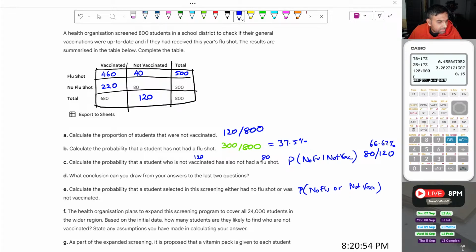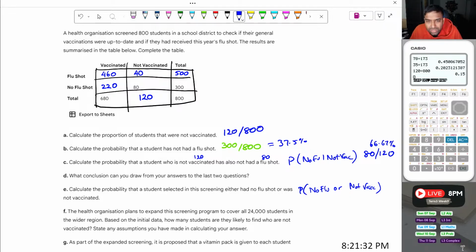I think this is an interesting one because I'm like, how is this going to work? What did you guys get for this question E here? You've got to calculate the probability selected either had no flu shot or was not vaccinated. Yeah, star, you got it. You've got to get 42.5%.